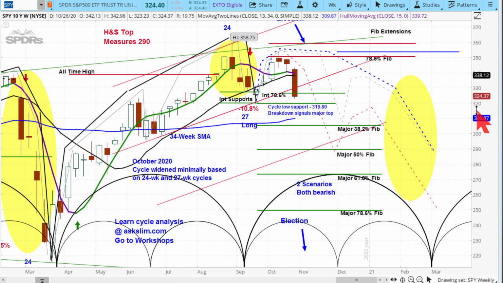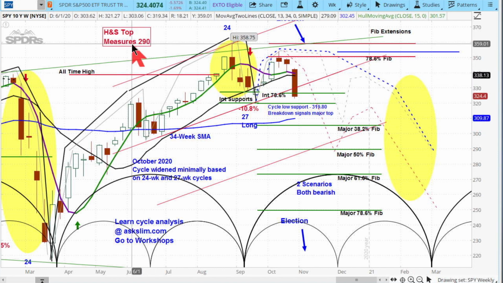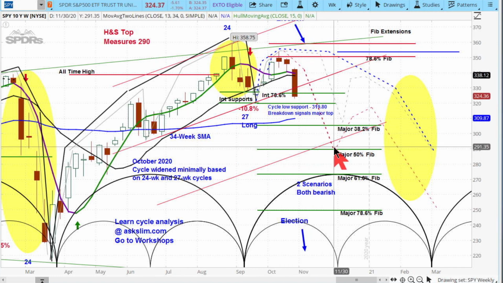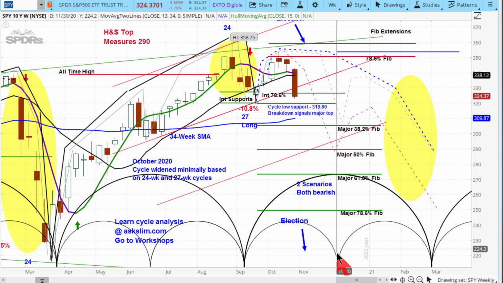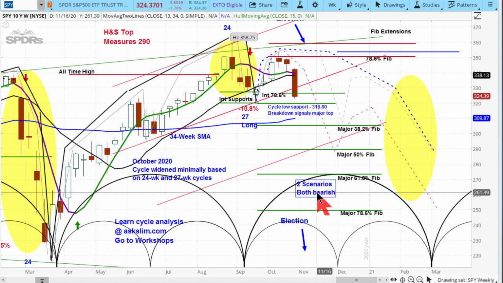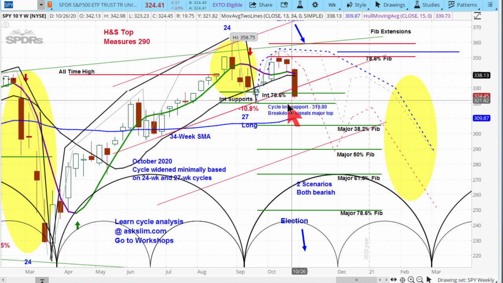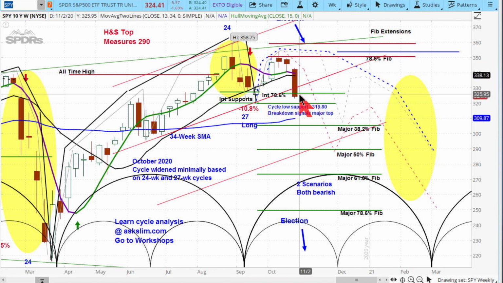And now when I look at this, you can see the head and shoulders top. And that measures down to 290 basically right out over here. So this is 290 here. This is about 295 right there at the time frame of this minor cycle bottom. So with the cycle breaking down, momentum turning negative again, the head and shoulders completed and turning down.